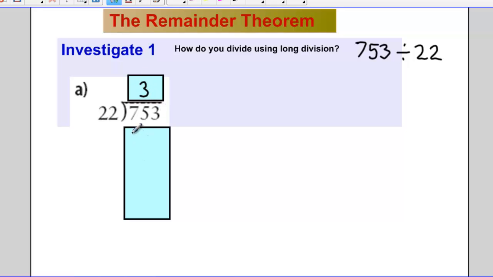And then I multiply. 3 times 22 is 66. And then I subtract 75 minus 66. My answer is 9. Then I bring down the number 3. And now I ask myself, how many times will 22 divide evenly into 93? Here my answer is 4 times. 4 times 22 is 88. 93 minus 88 leaves me with 5. I'm going to stop there because I found my answer. 753 divided by 22 is equal to 34 with a remainder of 5. So this number here, 5, is what we call the remainder.